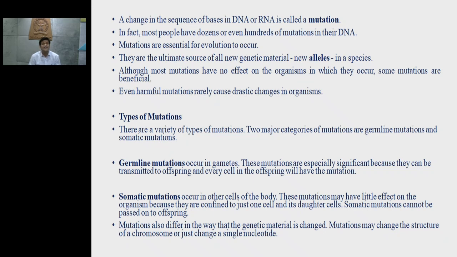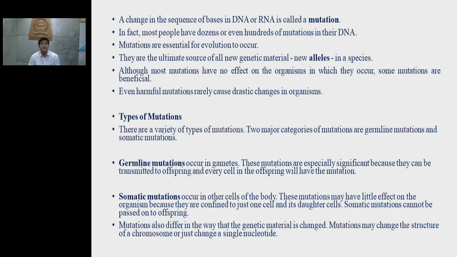There are different types of mutation, based on two different categories: germline mutation and somatic mutation. Germline mutations occur in gametes. These mutations are especially significant because they can be transmitted to offspring, and every cell in the offspring will have the mutation. Somatic mutations occur in the cells of the body.